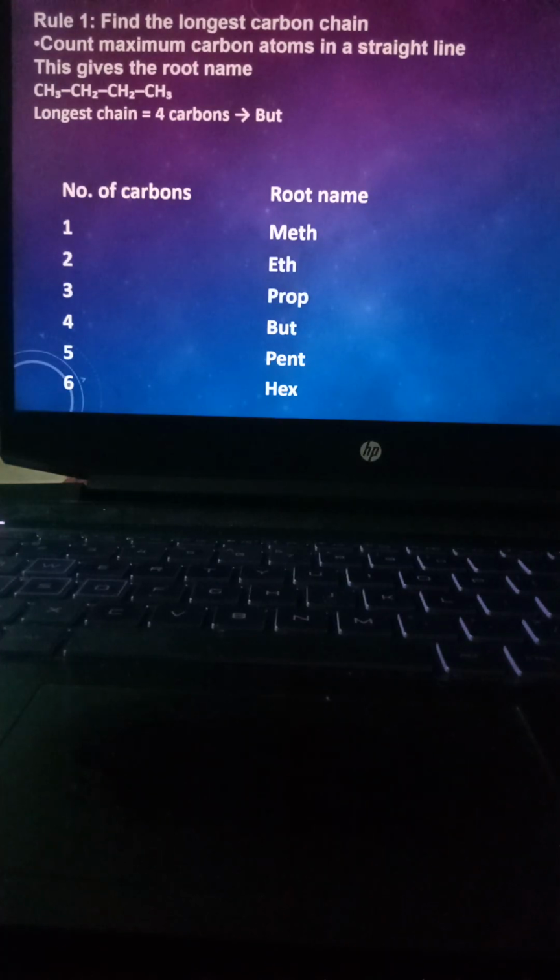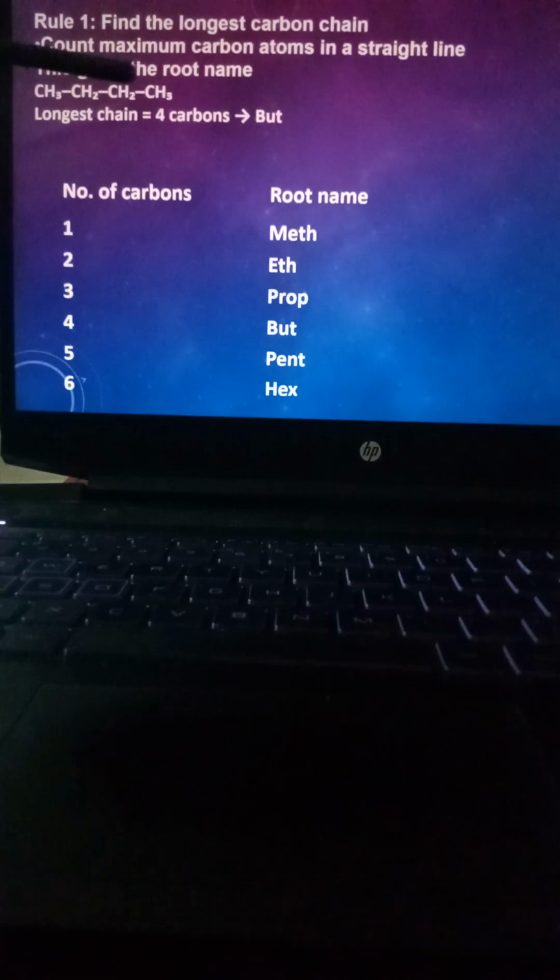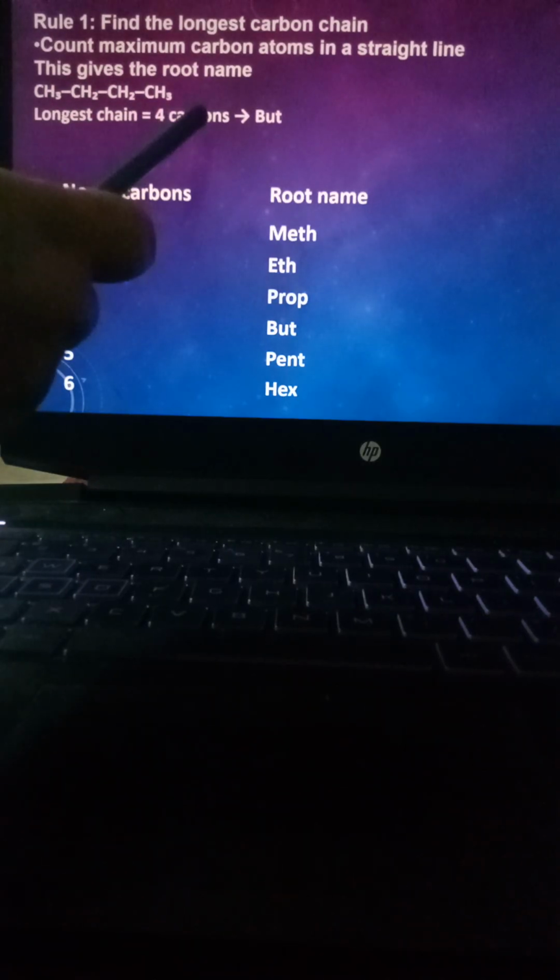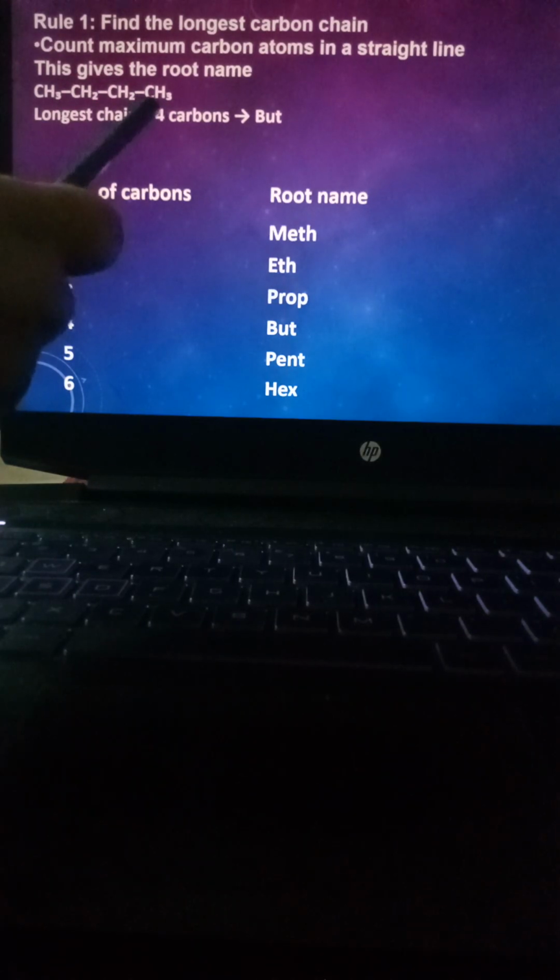Rule number 1. Find the longest carbon chain. Here is an example: CH3, CH2, CH2, CH3. You have to find out the longest carbon chain. How many carbon atoms are there in this? 1, 2, 3, 4. So this is the longest carbon chain in this compound. We have to count the number of carbon atoms in the straight line. So let us count: 1, 2, 3, 4. So, 4 carbon atoms.